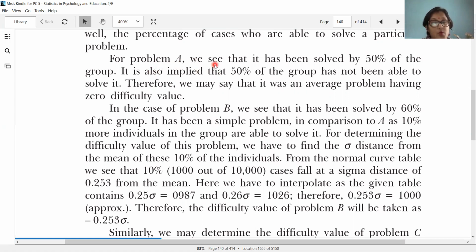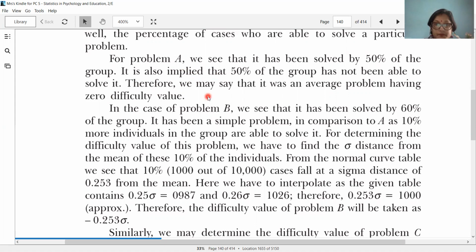For problem A, we see that it has been solved by 50% of the group. It means that the remaining 50% of the group are unable to solve the problem. So the difficulty value of the problem will be 0 because 50 minus 50 is equal to 0. As we all know, 50% lies on both sides of the mean in the case of the normal curve. So the difficulty value for problem A is 0.